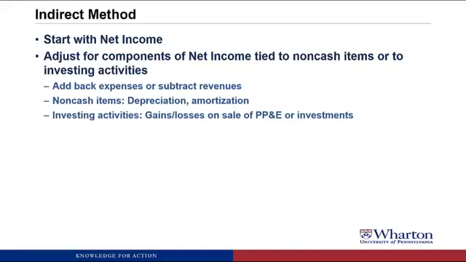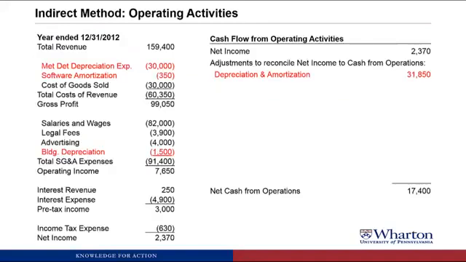We could ignore investing activities for Relic Spotter because they didn't have any gains or losses on sale of PPE or investments. So it really involves adding back the depreciation and amortization. Here is the income statement again. We had metal detector depreciation of $3,000, software amortization expense of $350, and building depreciation expense of $1,500. I'm going to combine those into one line item called depreciation and amortization of $31,850. And we're going to add that back to remove that non-cash expense from net income.